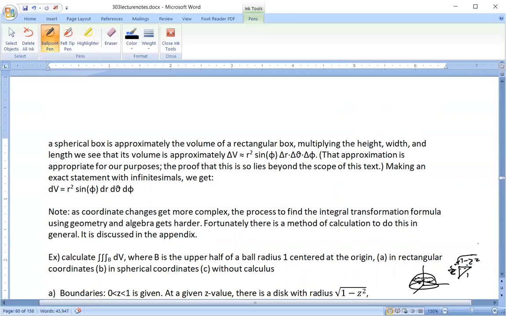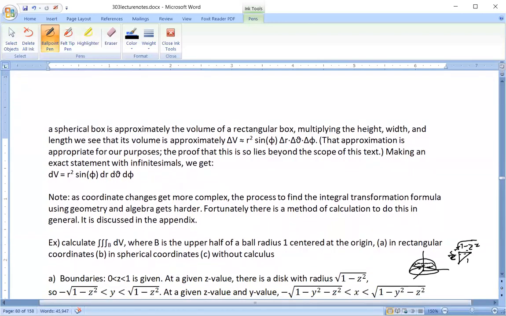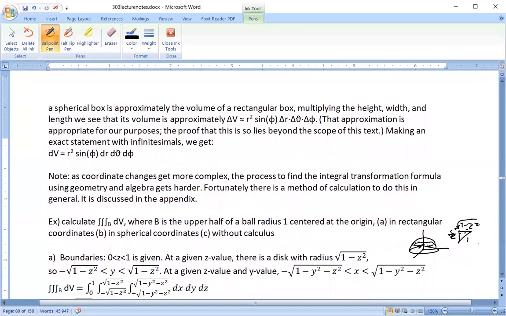Because that's the radius of that disk, then we can look at y. And we know that on any given slice, y is at most the square root of 1 minus z squared, and at a minimum negative the square root of 1 minus z squared. Once we have that, by a similar slicing procedure, at a given z value and given y value, the boundaries for x are going to be the square root of 1 minus y squared minus z squared on top, and then the negative of that on the bottom.